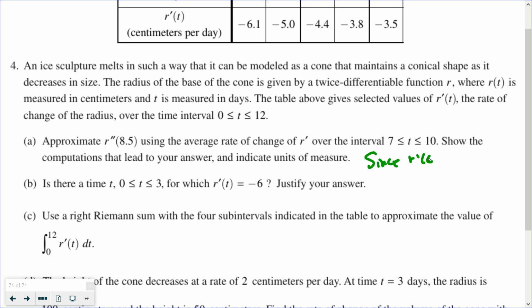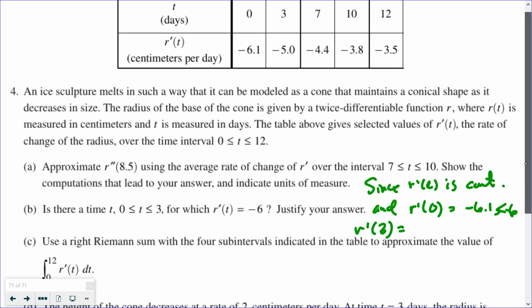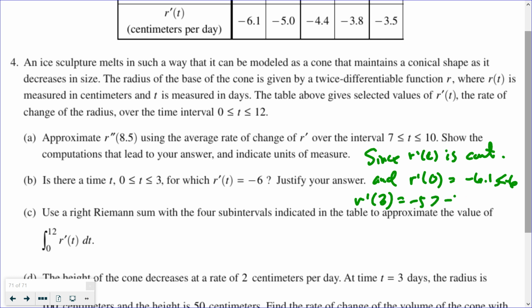Since r prime of t is continuous, and you had to make sure you said why it was continuous. Okay, it's continuous because r prime of t is differentiable, and differentiability implies continuity. So you had to have that somewhere in here. But since it is continuous and r prime of 0 is equal to negative 6.1, which is less than negative 6, and r prime of 3, the other endpoint, is equal to negative 5, which is greater than negative 6, the intermediate value theorem, write it out, guarantees a value t such that r prime of t is equal to negative 6.